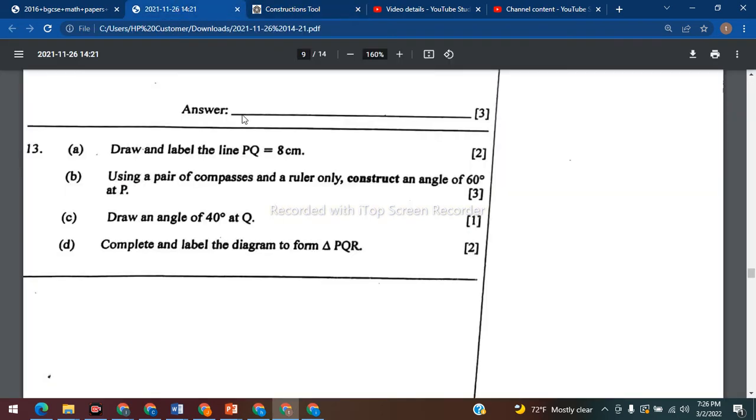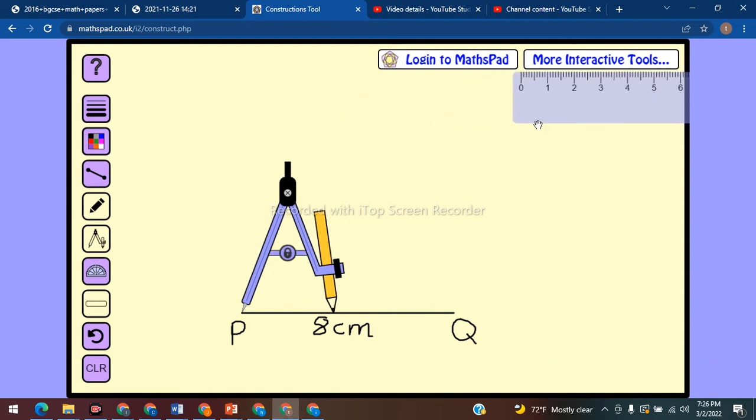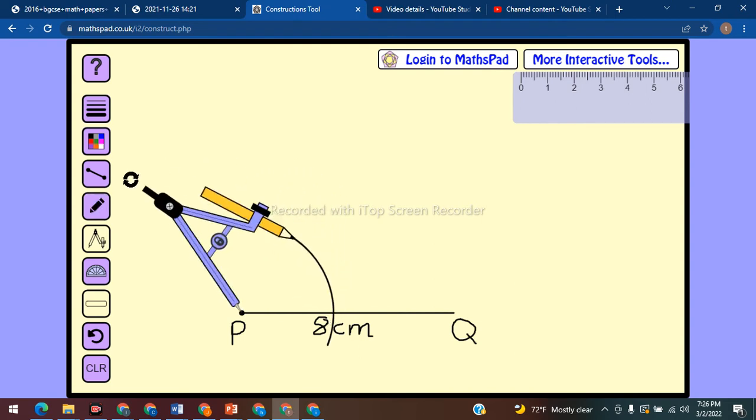Next up, use a pair of compasses and a ruler only to construct an angle of 60 degrees at P. So we're going to construct a 60-degree angle at P. The first thing we're going to do is get a compass. We're going to stick our compass here and extend it a little bit, not too much, because we don't want it to be too big. We're going to lock it. Now we're going to draw an arc.